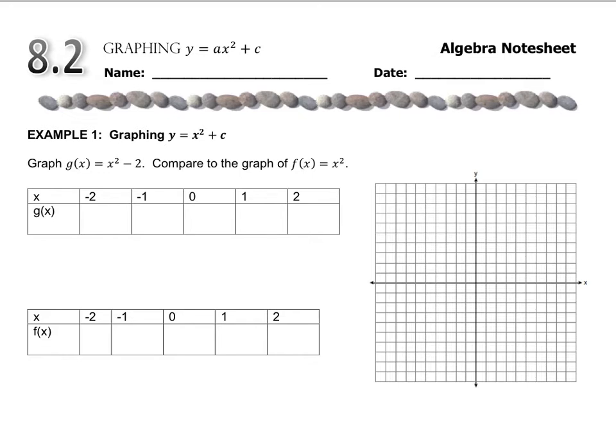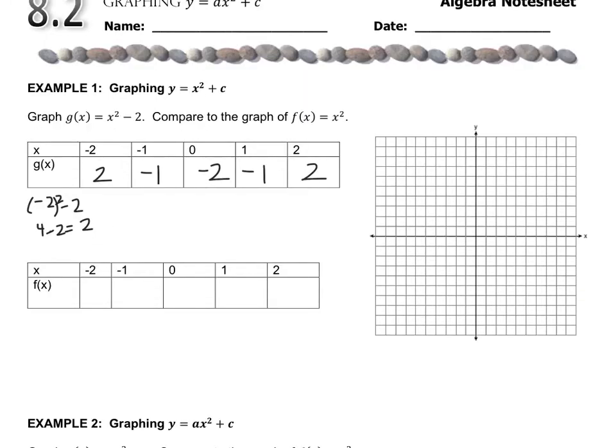So in the first one, we've got y equals, or g of x equals, x squared minus 2. So that's just going to be very simply negative 2 squared minus 2, which is 4 minus 2. So that's 2. Why don't you pause the video and fill in the rest of the table on your own.